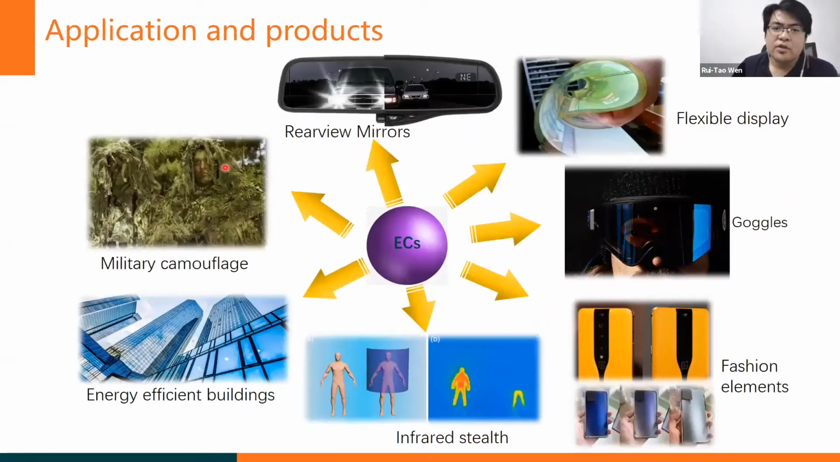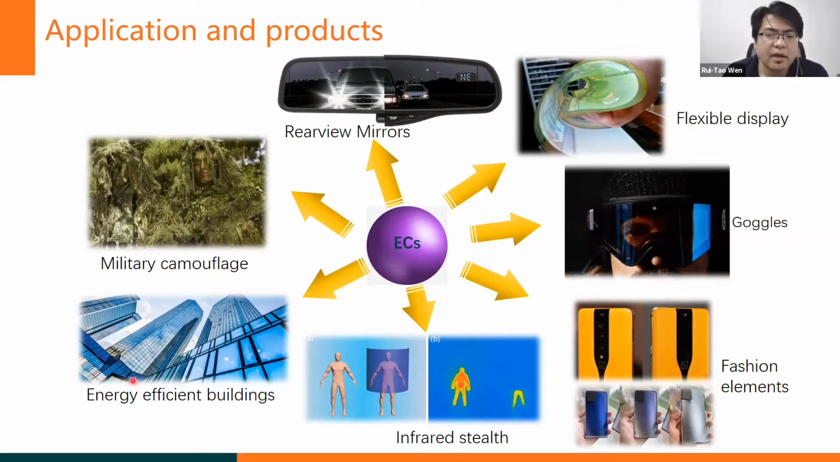The applications for electrochromic materials are in fact pretty broad. In the market, we can see rear view mirrors, which can block the strong light from the car behind. It can also be used in flexible displays and goggles. This is very popular in Sweden, in fact. And also for military purposes, we use this to change the color, not only for visible light but also for infrared, for comfort.